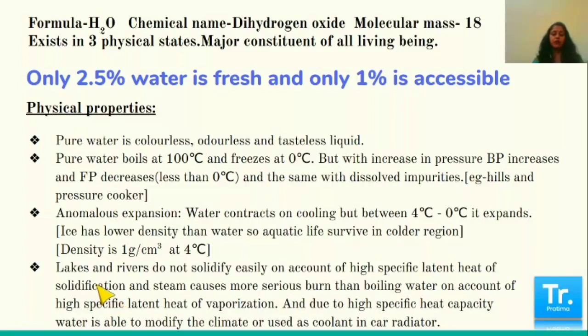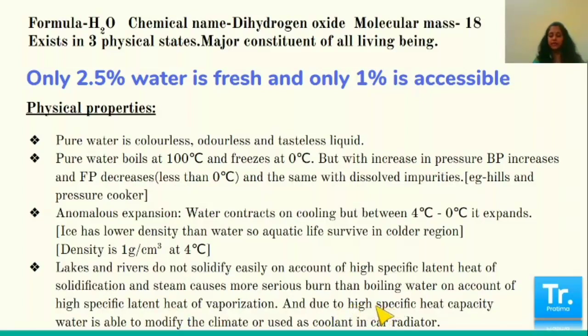Now when I talk about the latent heat of vaporization, the amount of heat energy required to change water into vapor without any change in temperature, again liquid getting converted into gaseous state, is known as the latent heat of vaporization, and its value is high, 2268 joules per gram or 540 calorie per gram, which is a very big amount.